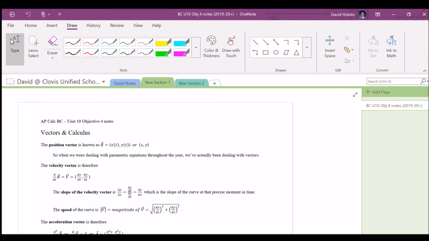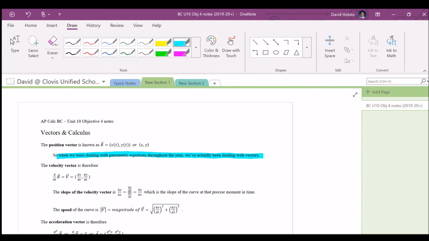Okay, talking some more about vectors with calculus. When we're dealing with vectors, we have a position vector, we have a velocity vector, and we have an acceleration vector, and the relationship between position, velocity, and acceleration is the same thing that's been happening all year with us. The position vector is known as vector r, and it's made up of x of t, comma y of t, which really is parametric equations. And so when we've been dealing with parametric equations all year long, we've been actually dealing with vectors.